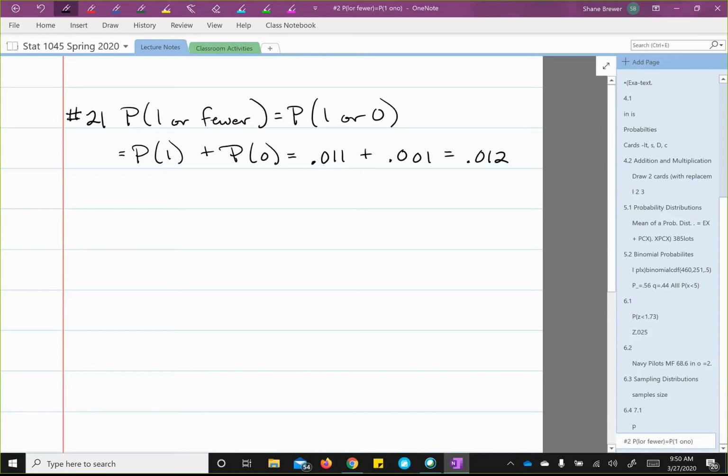Now, if we look at 2C, it asks which probability is relevant for determining whether 1 is a significantly low number of girls in 8 births. The result from part A or the result from part B? So the result from part A was the probability of just getting 1. And the result from part B was the probability of getting 1 or fewer.